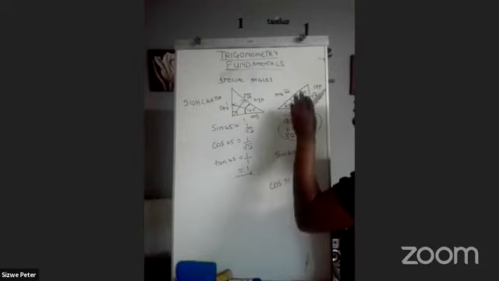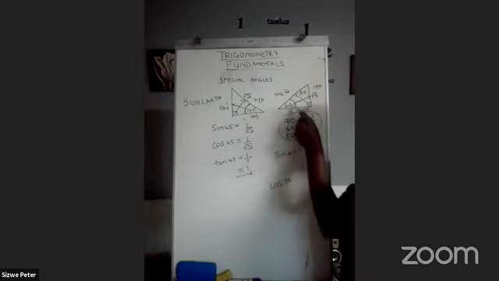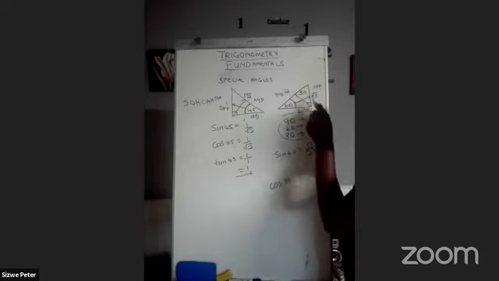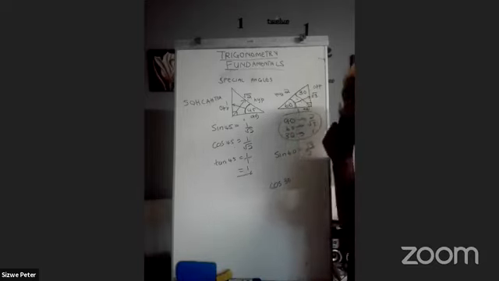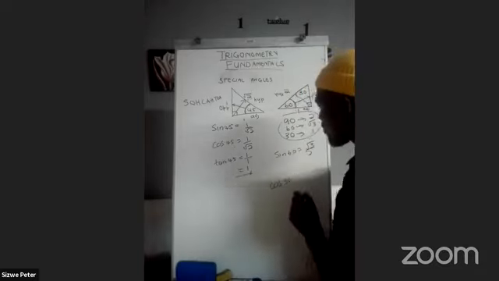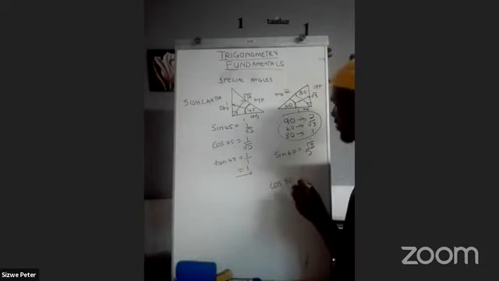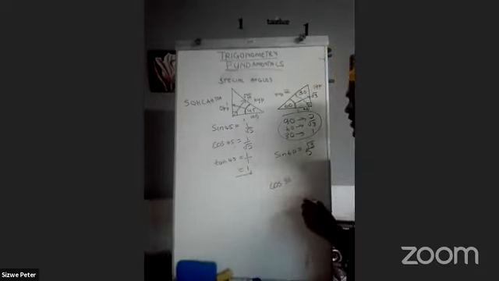Before you do anything, first identify which one is opposite, which one is hypotenuse, which one is adjacent. That is very important. Okay, so what we need to do now, this is cos 30.